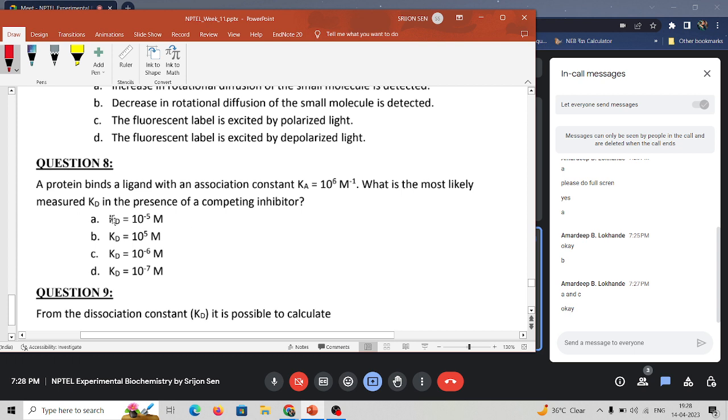Okay, the next question is: a protein binds a ligand with an association constant Ka equal to 10 to the power 6 molar inverse. What is the most likely measured Kd in the presence of a competing inhibitor?